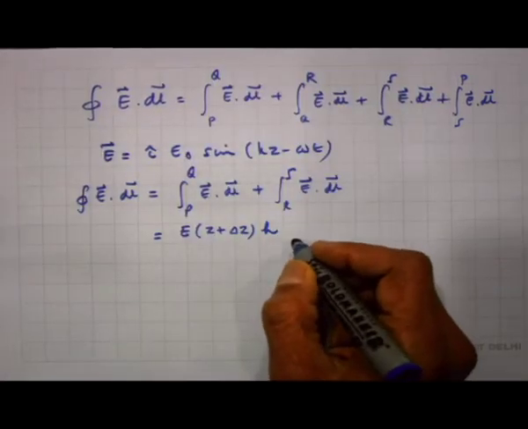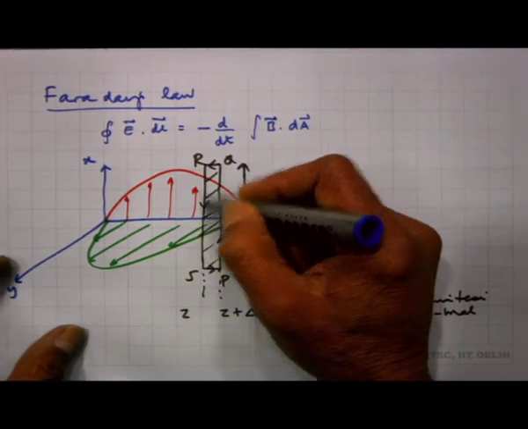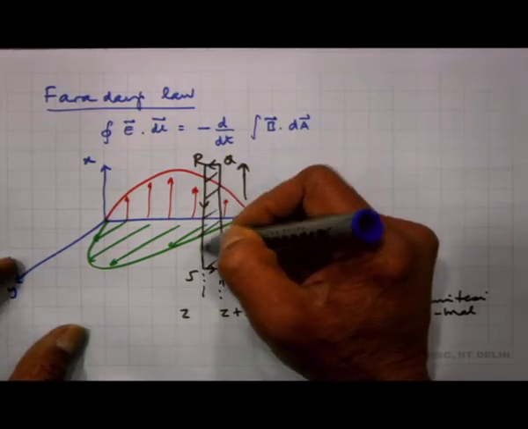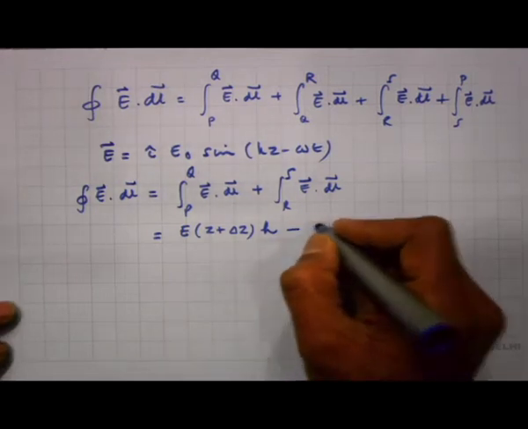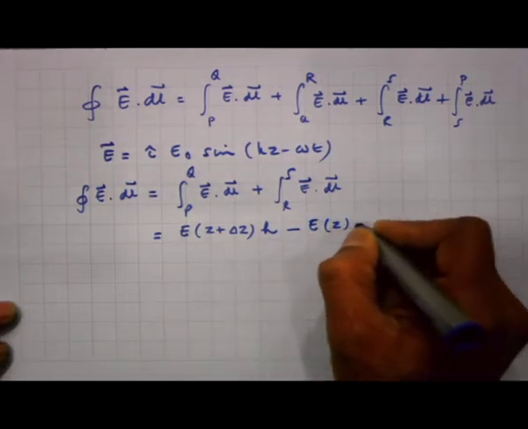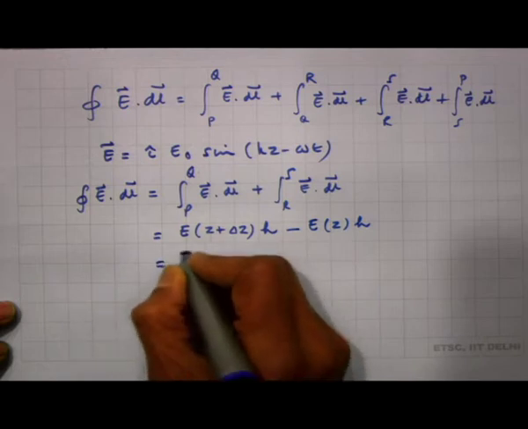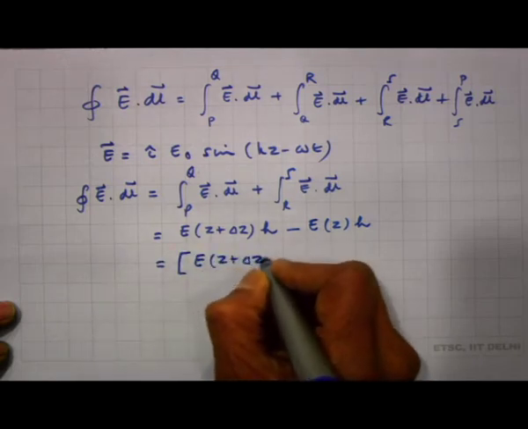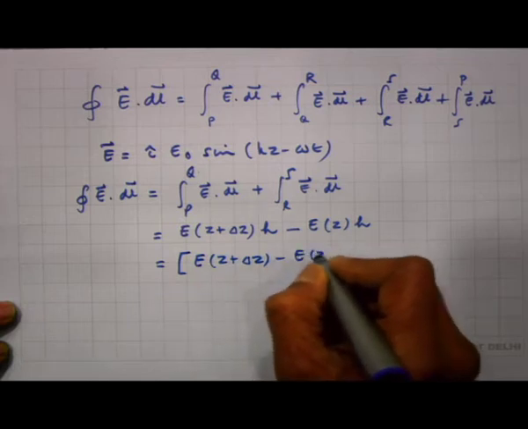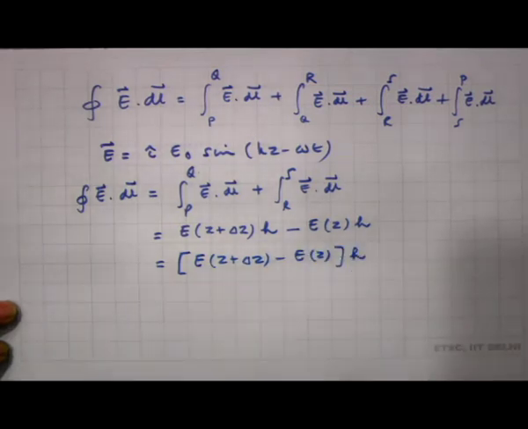And then in the second part, R to S, you see here the electric field is pointing upwards, the path of integration is from R to S. So, I will get a negative sign, E dot dl will be negative and I will get minus E of z into h. So, this is nothing but E of z plus delta z minus E of z, times h, and delta z is an infinitesimal quantity.